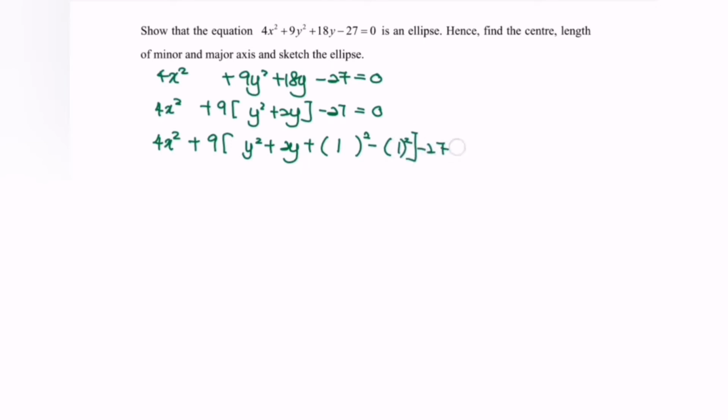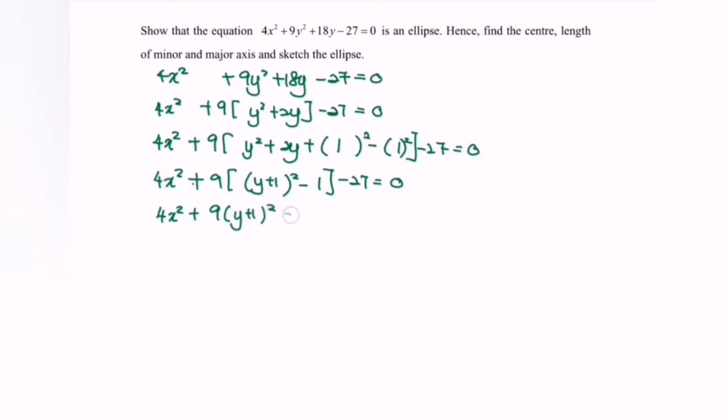So here we have the bracket equals 0. 4x squared plus 9 bracket y plus 1 bracket squared minus 1 minus 27 equals 0. Kindly expand the equation. 4x squared plus 9 bracket y plus 1 bracket squared minus 9 minus 27 equals 0. Rearrange the equation. 4x squared plus 9 multiplied by y plus 1 bracket squared equals 36.